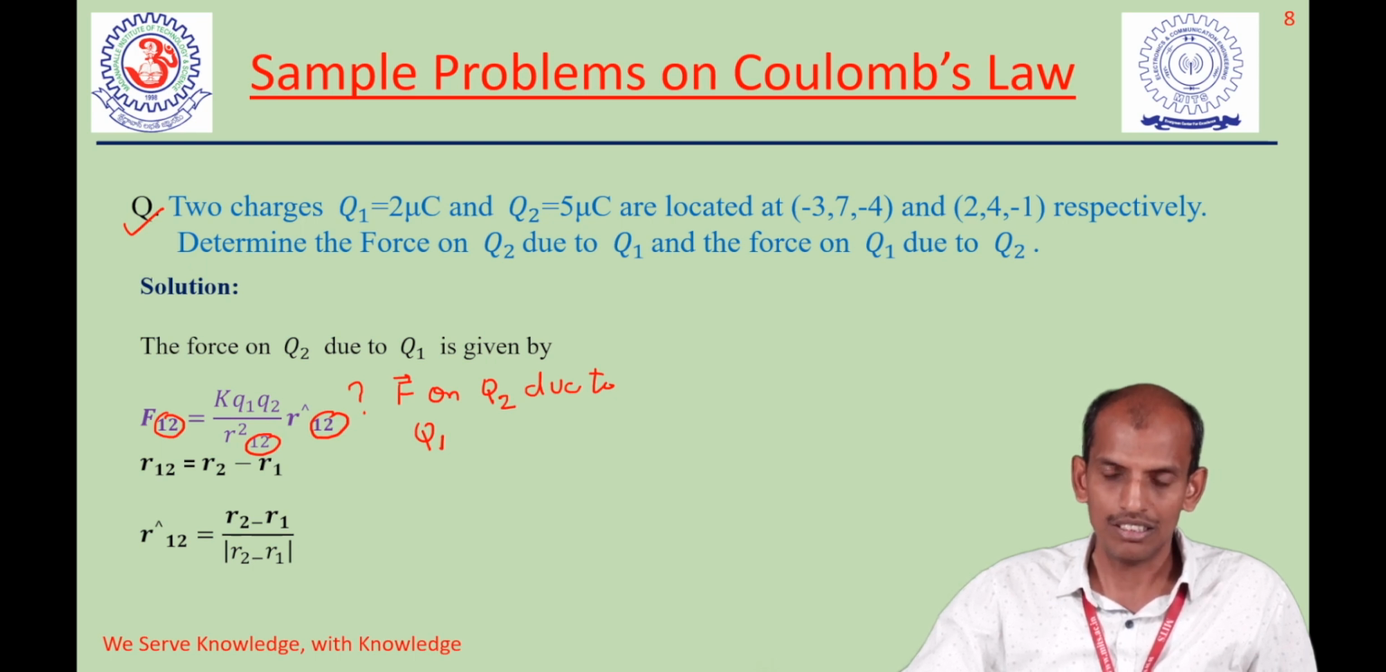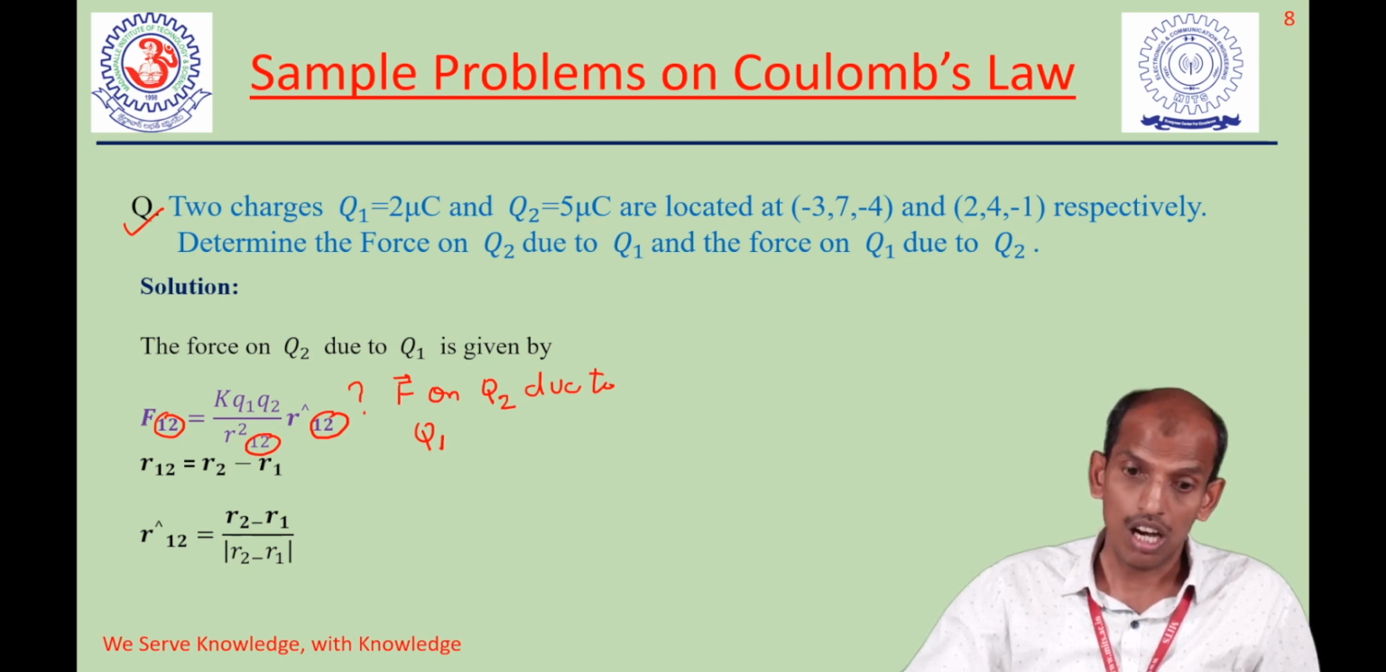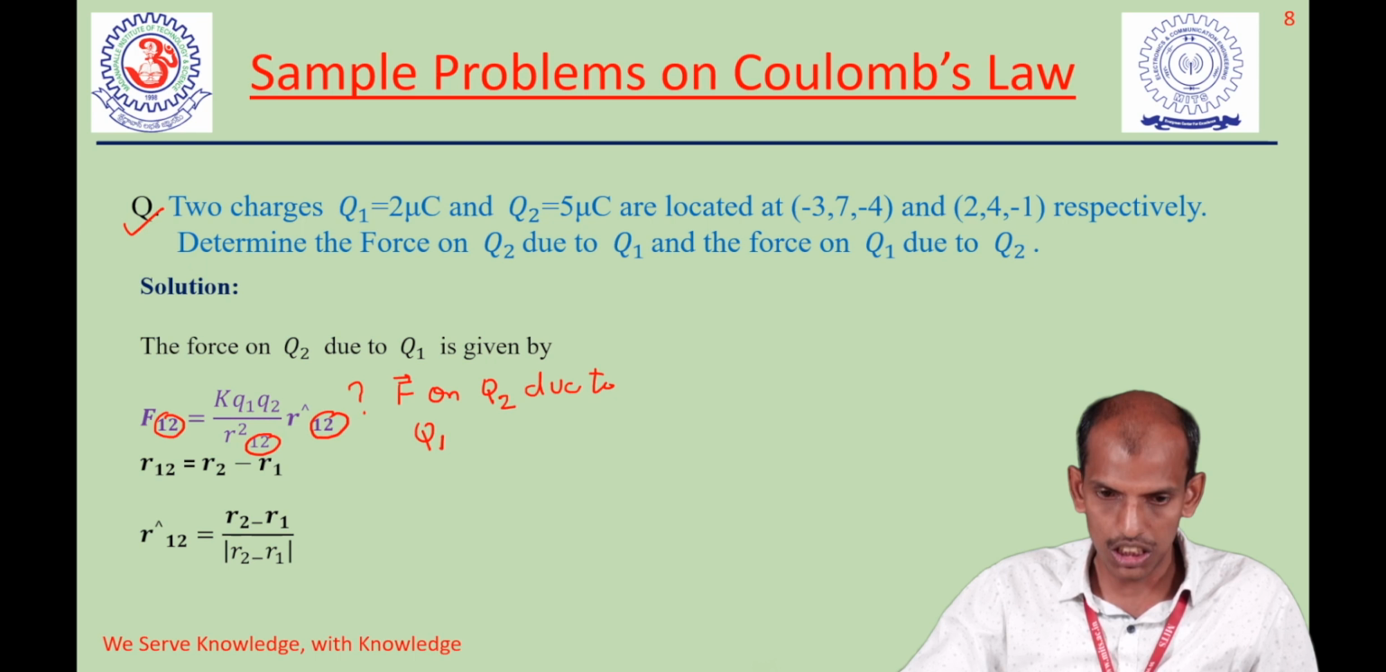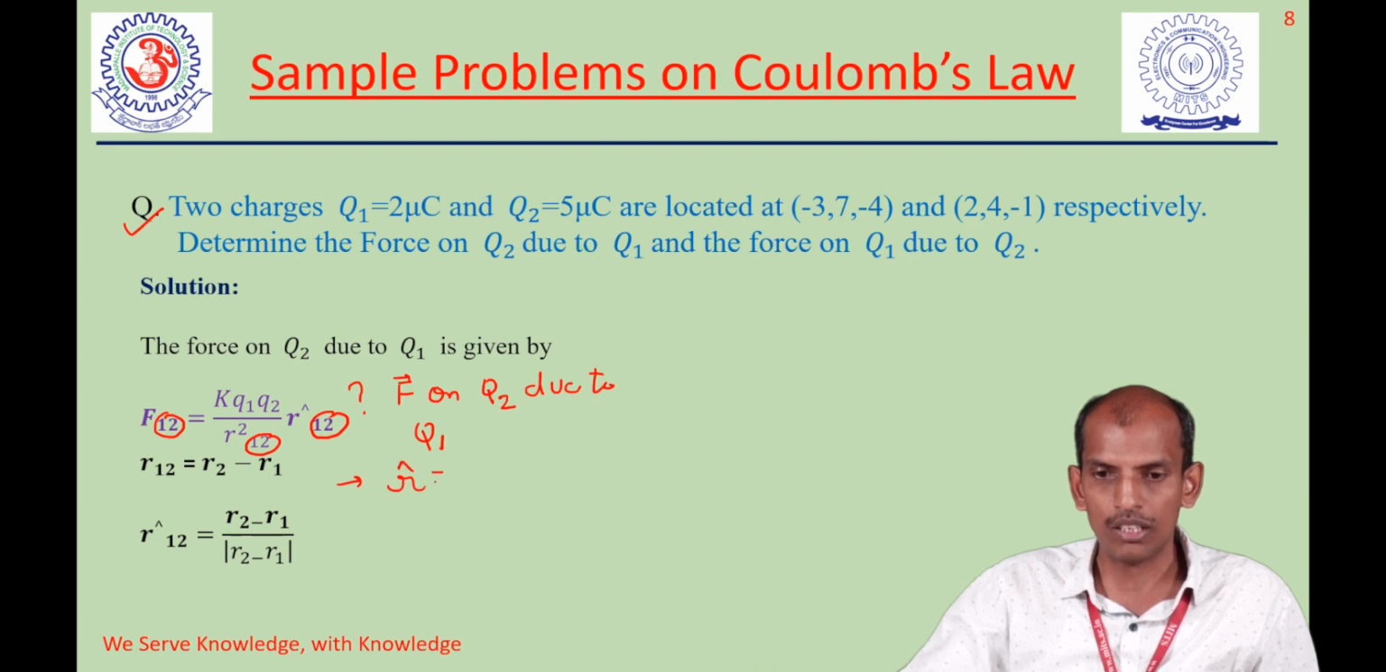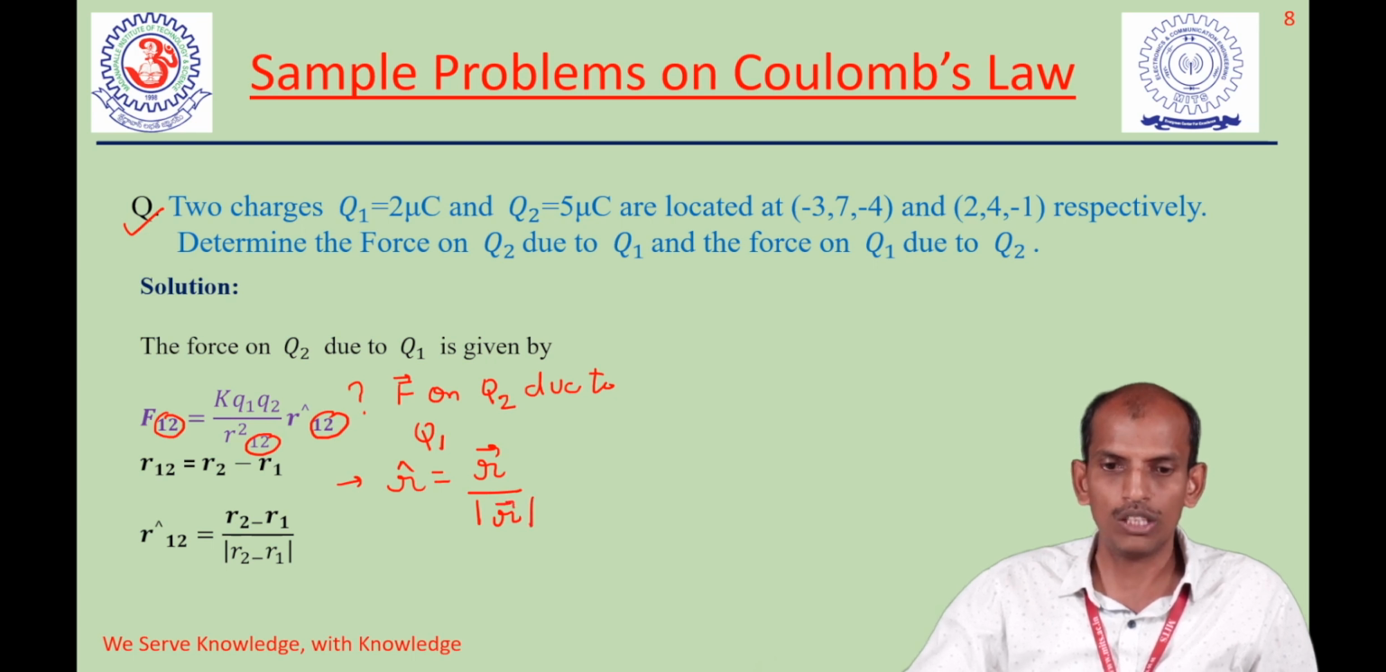That is the reason. Now when I am saying F12, I will have to find R12. What is R12? R12 is R2 minus R1. That is a vector concept, final minus initial. And what is R12 cap? Similar to any vector, the unit vector R cap is the vector divided by its magnitude. So R12 hat is R2 minus R1 divided by the modulus of R2 minus R1.